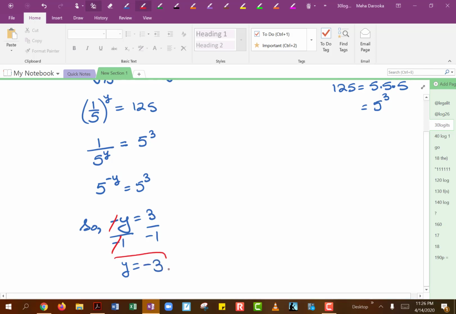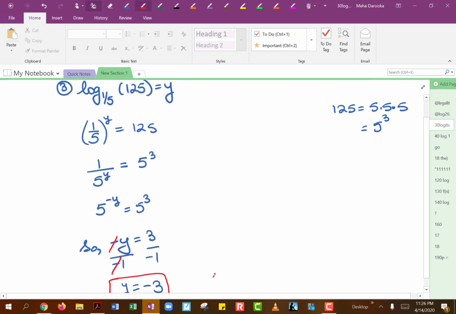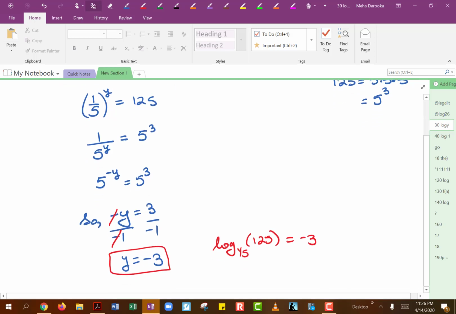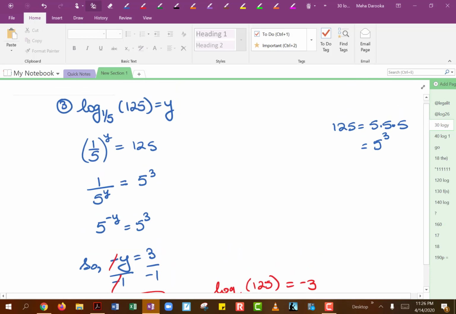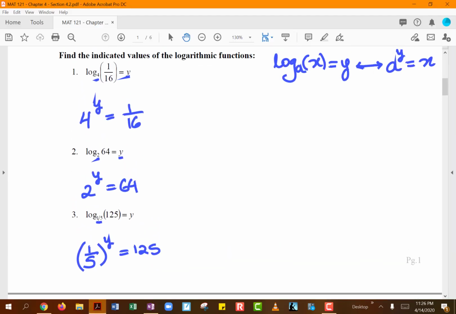Okay, so when we write this answer down, we will have log of 125 with the base of 1/5 equals negative 3. And that's what your logarithm would come out to be. Okay, so again, you can kind of see we're using that same technique here in problem numbers 2 and 3 to help us solve these logarithms by converting them into exponential format.